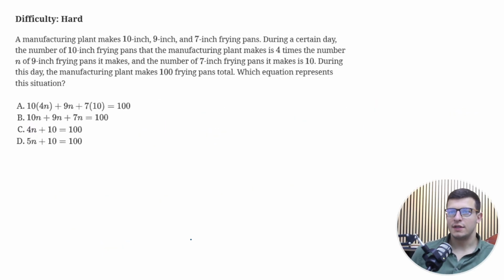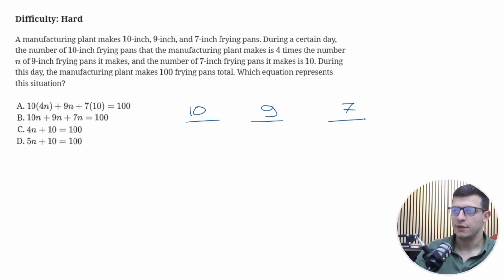So I think this is going to be the last question. A manufacturing plant makes 10-inch, 9-inch, and 7-inch frying pans. Okay. Now I see the answers here. I'm guessing we have to make some sort of equation. So we've got 10-inch, 9-inch, and 7-inch. So 3 different types of pans.